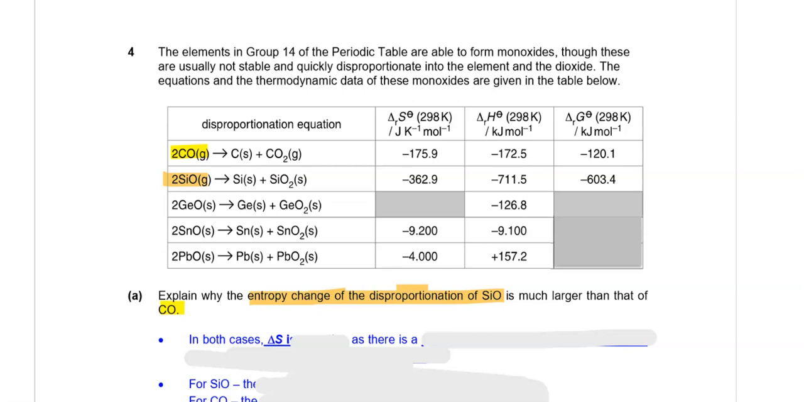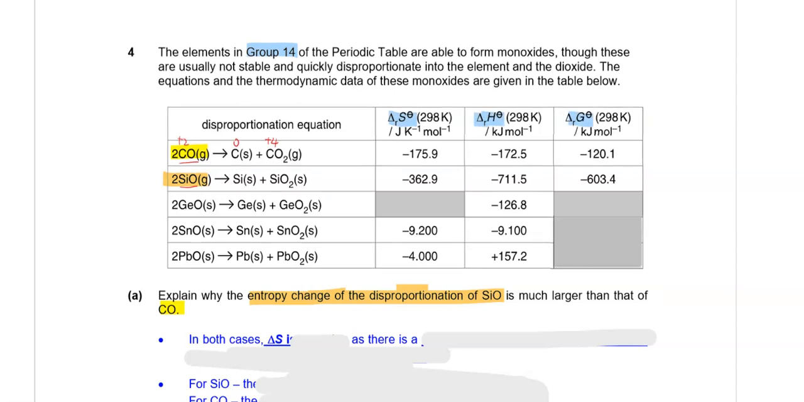Okay, question 4 of the thermodynamics tutorial. We are given a series of disproportionation reactions, in which you can see that all the monoxides, for example carbon monoxide, undergo both reduction and oxidation simultaneously. You have the series of group 14 elements undergoing disproportionation reactions, and you are given the delta S, delta H, and delta G.